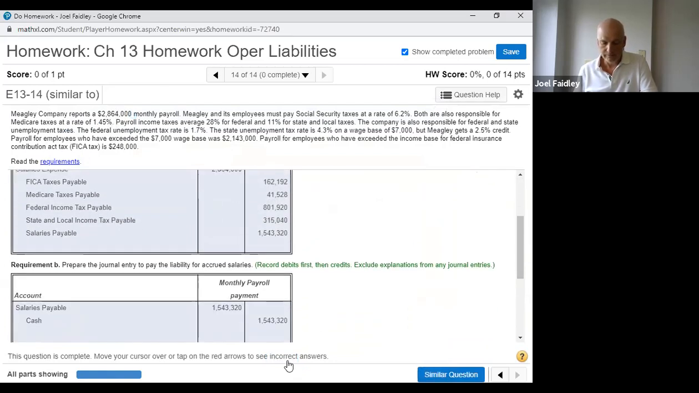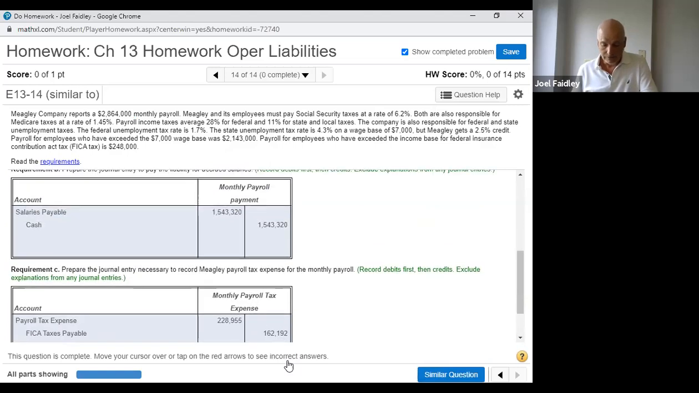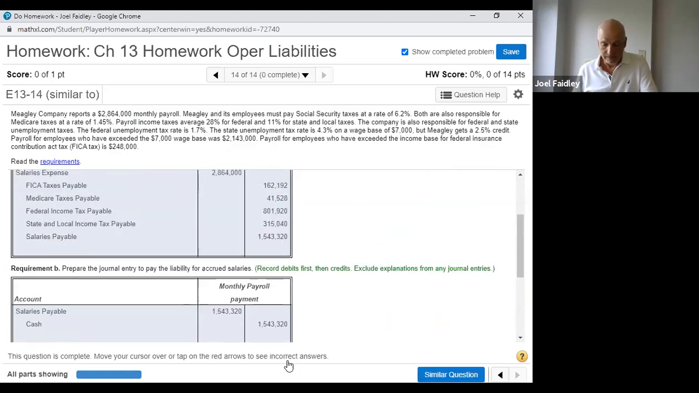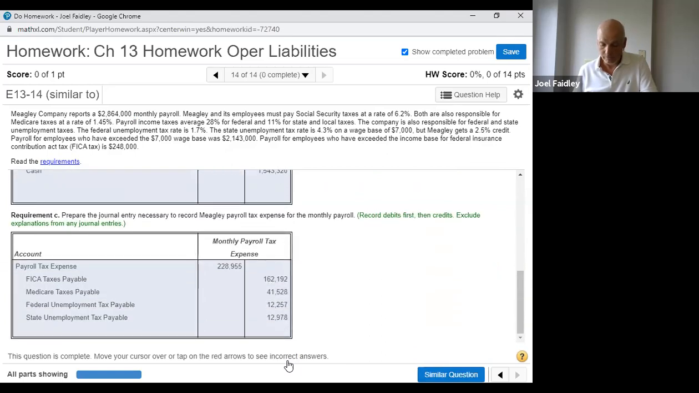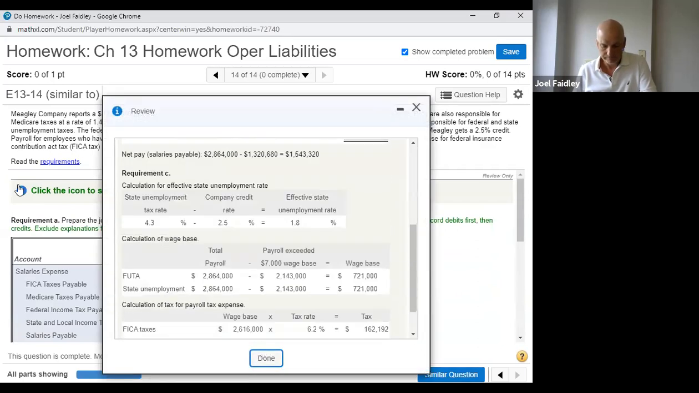All right, and then there's the reverse of the salaries payable out of cash when it clears your bank through ACH. And then we got payroll tax expense. So you can see up here, the FICA and the Medicare are identical, 162 and 41, 162 and 41. They're always the same. Whatever comes out of your check, the company has to pay the same amount. It's double. So the federal unemployment, let's go back up here and look at the solution. So I don't have to work it on the scratch pad.